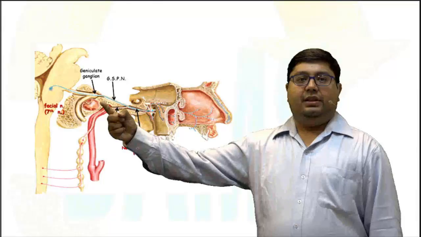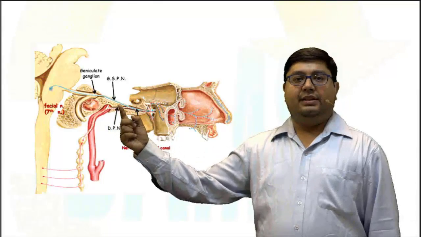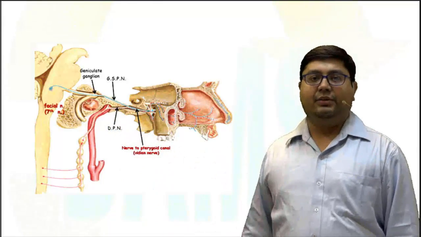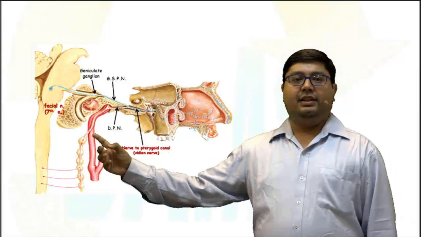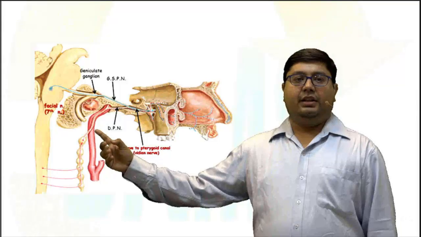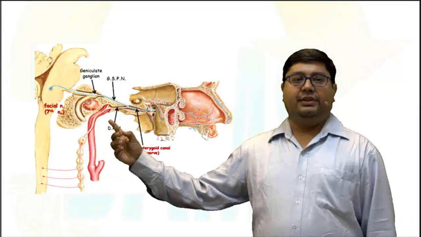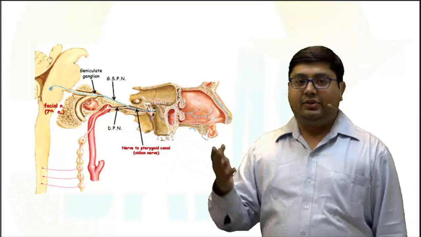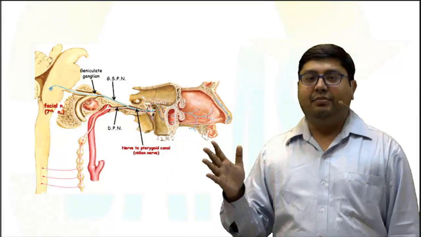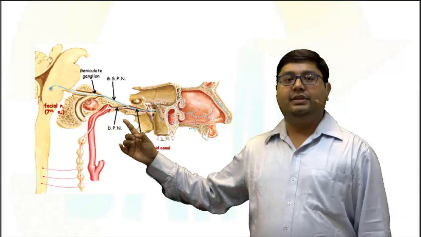Now let us see this part here. Along with the 7th nerve, these fibers are coming, that is the greater superficial petrosal nerve. These are the preganglionic parasympathetic fibers, and we can see here the internal carotid artery. Along the artery we have the sympathetic fibers, which are nothing but the deep petrosal nerve. So the greater petrosal nerve is preganglionic parasympathetic, whereas the deep petrosal nerve is sympathetic.